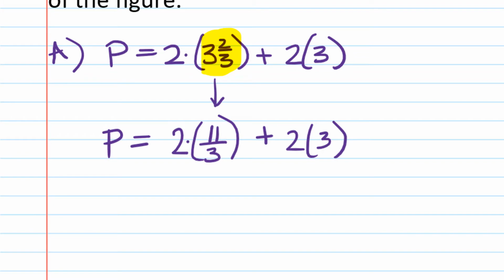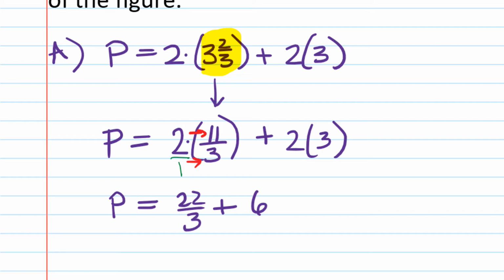All right, now when you multiply a whole number times a fraction, you're going to think of it as being over 1. So we're going to have perimeter equals, and then multiply straight across. We're going to have 22 over 3 plus, there we have a 6. 2 times 3 is 6. Now we need to add these two together.